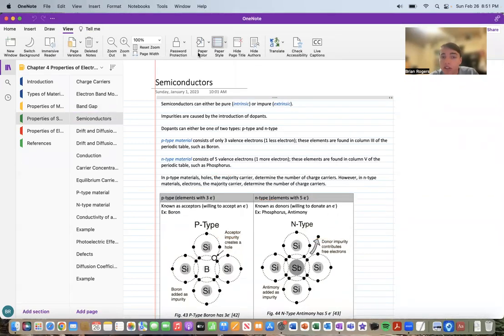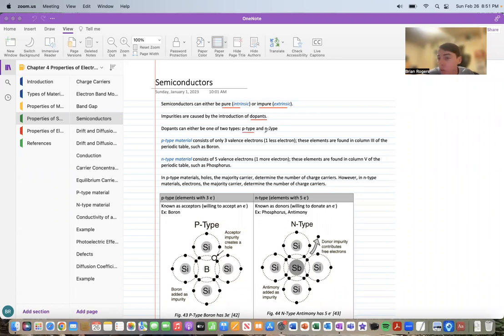So semiconductors can either be pure, which is intrinsic, or impure, which is extrinsic. Impurities are caused by dopants. Remember in the beginning, we talked about p-type, which has more holes, or n-type, which has more electrons. P-type material has only 3 valence electrons, so it has one empty spot. It's not at the 4 electrons like silicon. It has 1 less, so it has a hole, such as boron, which only has 3 valence electrons on the periodic table.